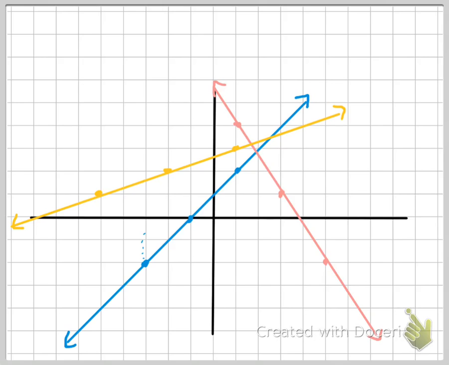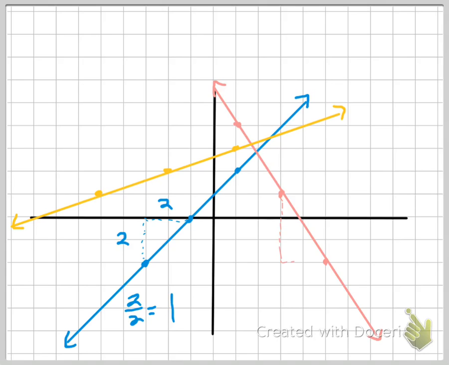Okay, now you need to find the rate of change of each of these three lines. Okay, so looking at the blue line, I look at how far it goes up and over. It goes up 2 and over 2. So the rate of change is 2 over 2. So the rate of change is 1.